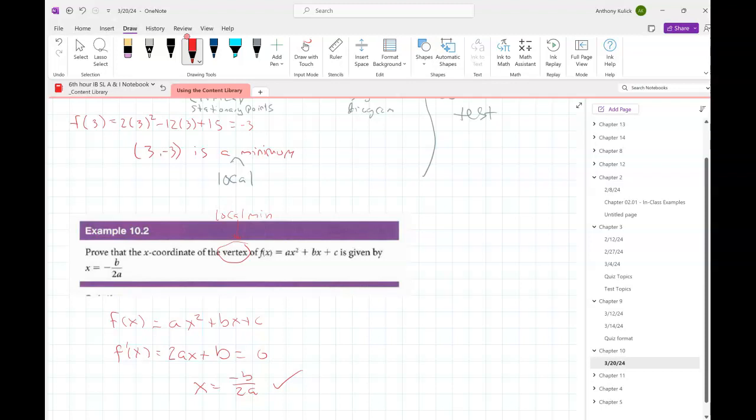I guess that's enough, right? Because a quadratic is only going to have one stationary point. It's either going to have a maximum or a minimum. I guess we don't need to show anything more than that, right? So that's probably enough.